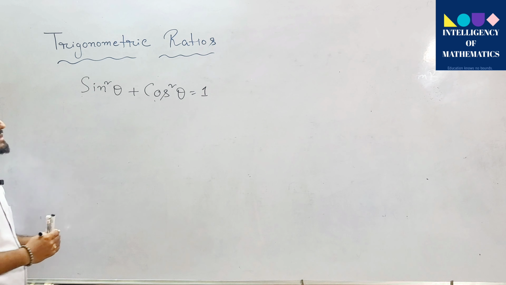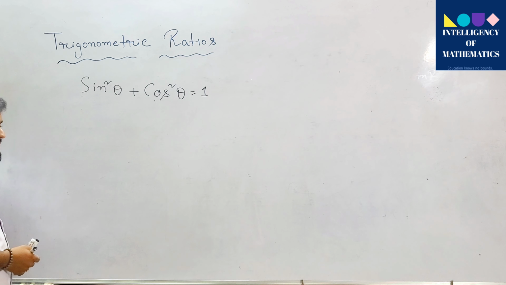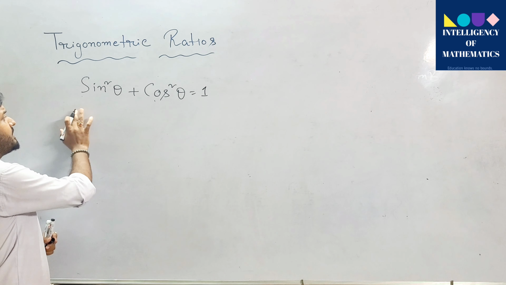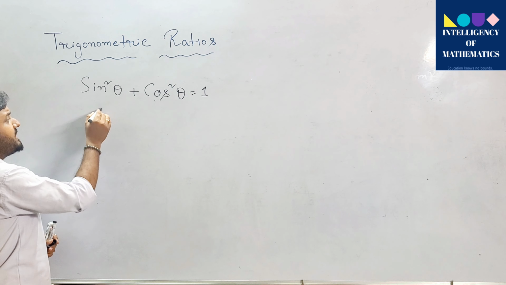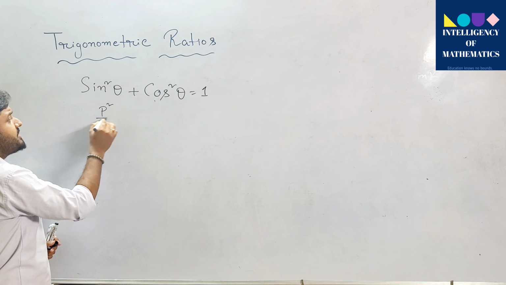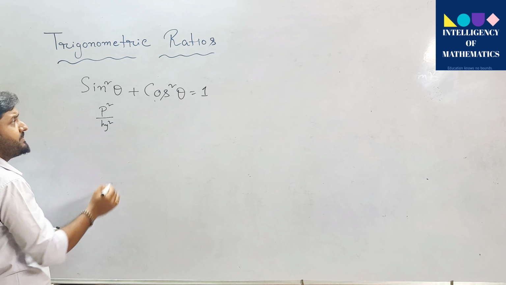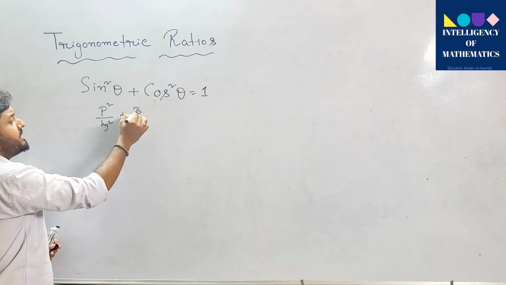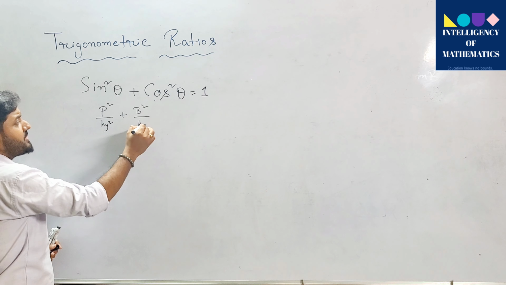How is it coming 1? That also we can prove. Because we know that sine means perpendicular by hypotenuse. So sine square means perpendicular by hypotenuse square. And cos means base, so base square by hypotenuse square.